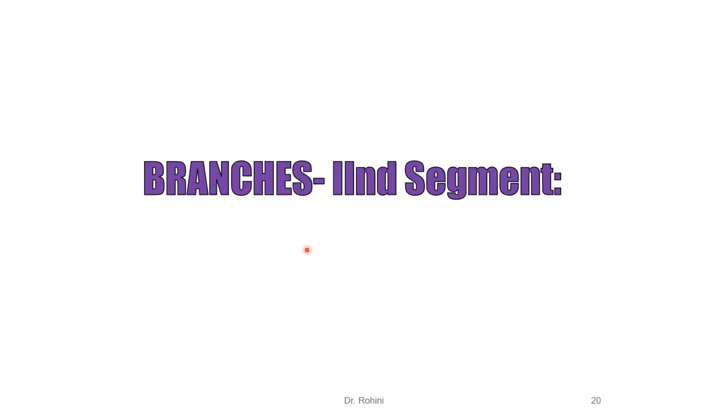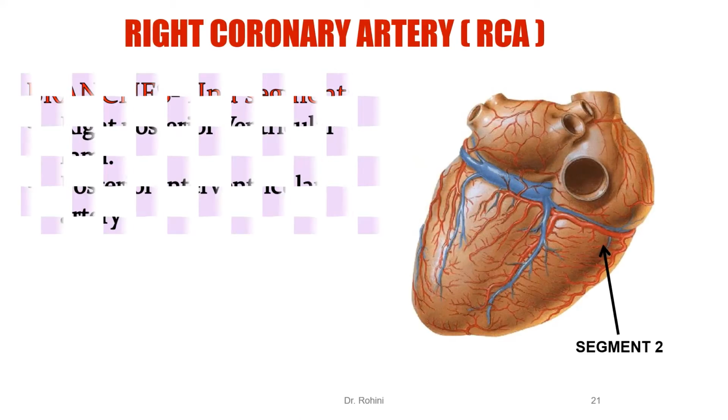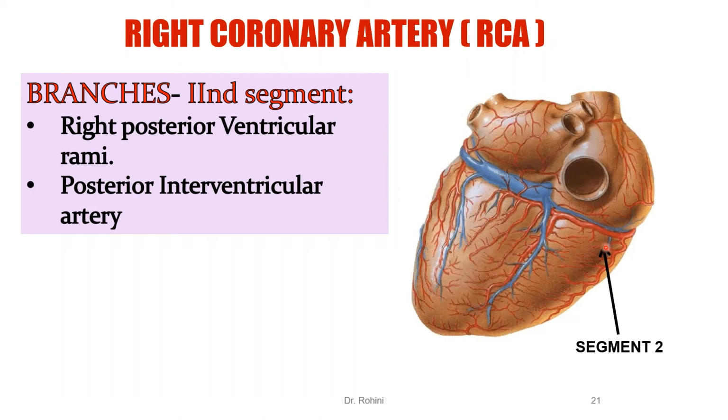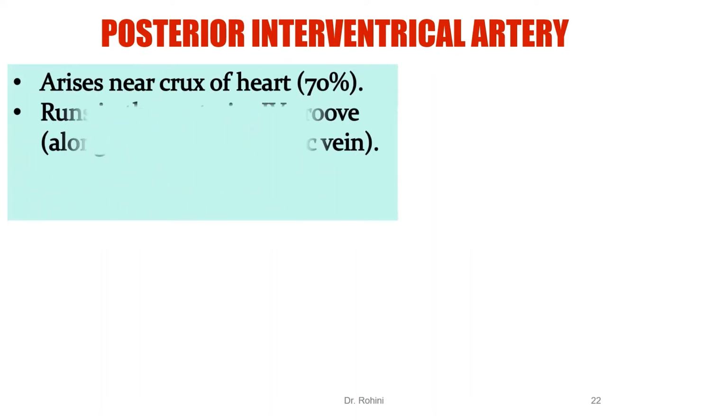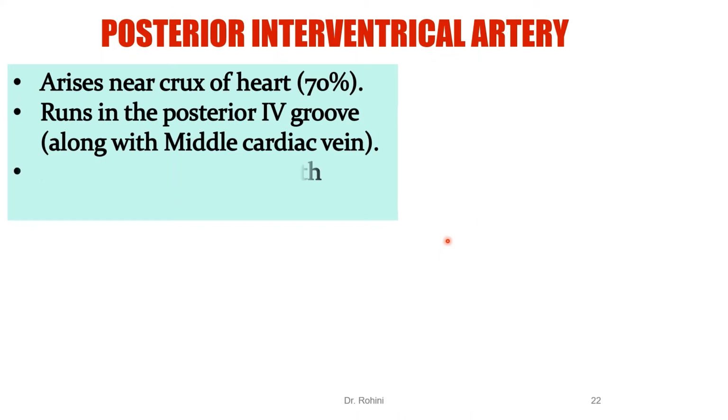Now the second segment of the right coronary artery. As you know, the second segment gives the ventricular rami for the posterior surface of the right ventricle. So right posterior ventricular rami, and one important branch here before its termination, the last branch running in the posterior interventricular groove, called the posterior interventricular artery. This posterior interventricular artery arises near the crux of the heart, mostly in 70% of cases.